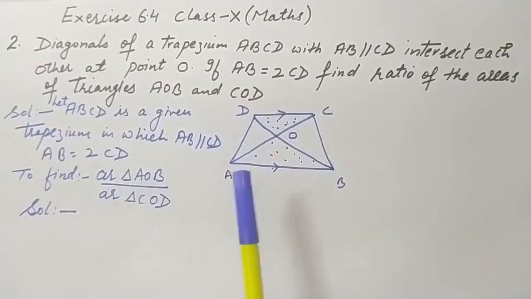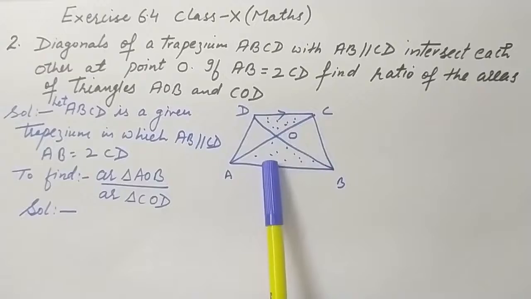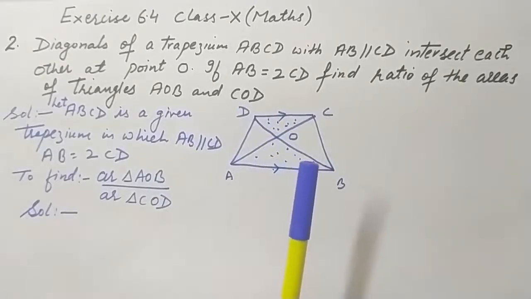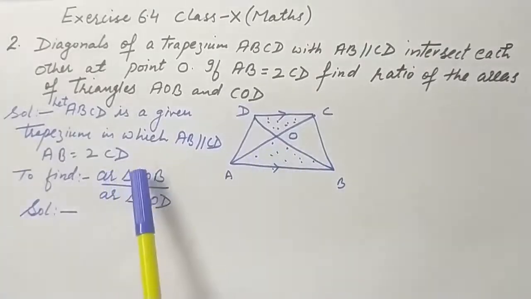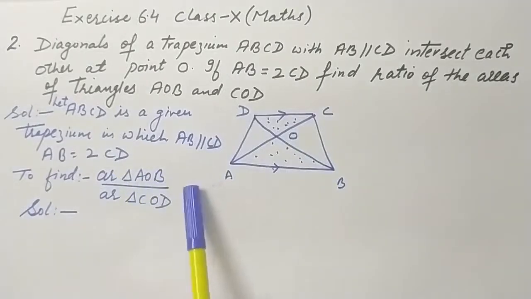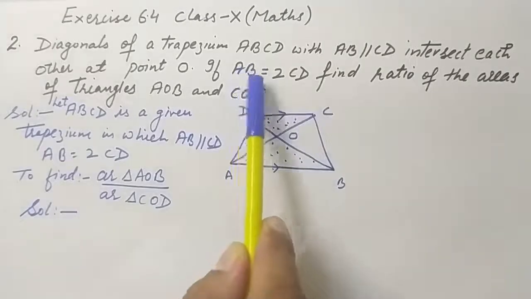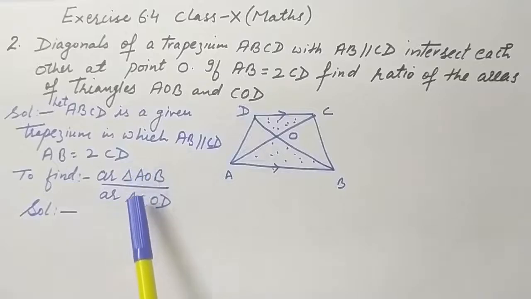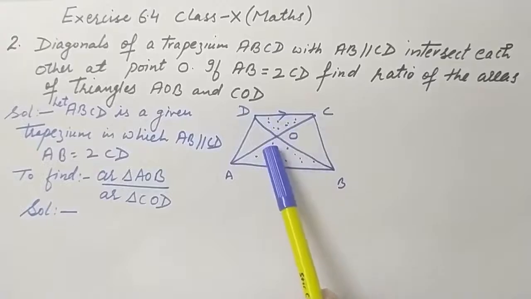So what we do, we'll make these two triangles which I shaded here similar. Then if these two triangles are similar, we will apply the area theorem. The area theorem says that if two triangles are similar, then the ratio of their areas is equal to the square of the ratio of their corresponding sides. And we will use the given condition to find the value of this ratio. So we'll make these two triangles similar and then take the area theorem. Okay, so let's start.